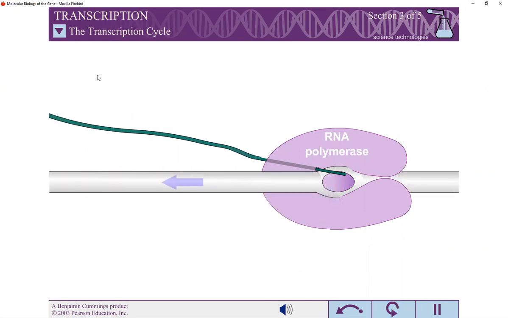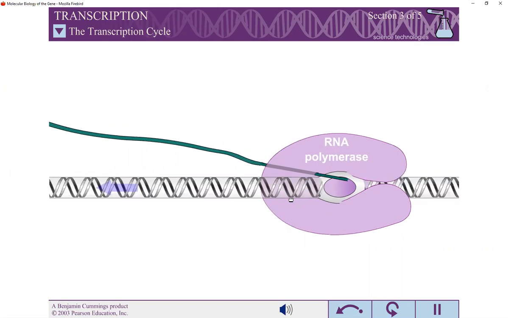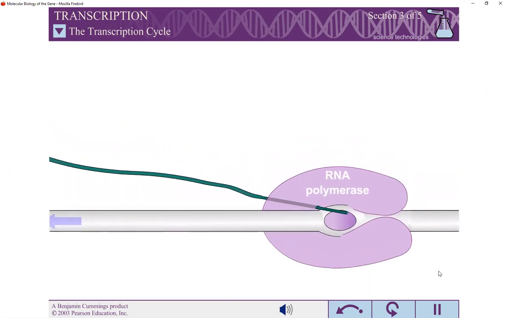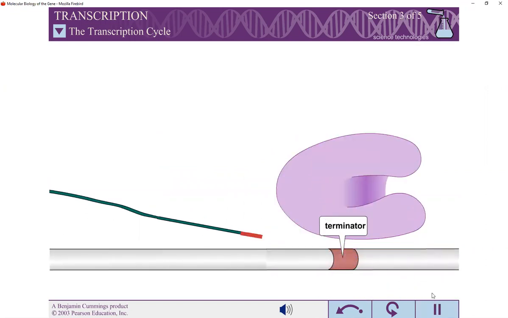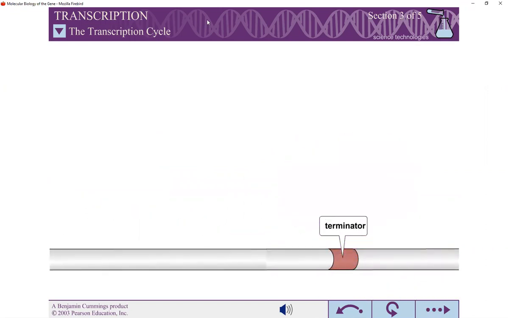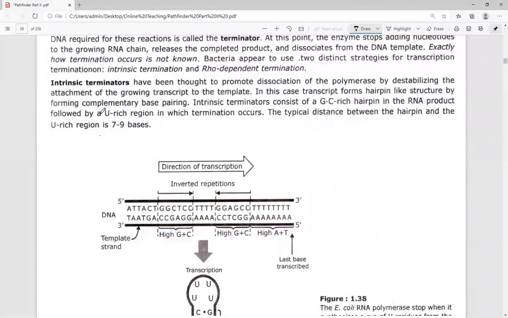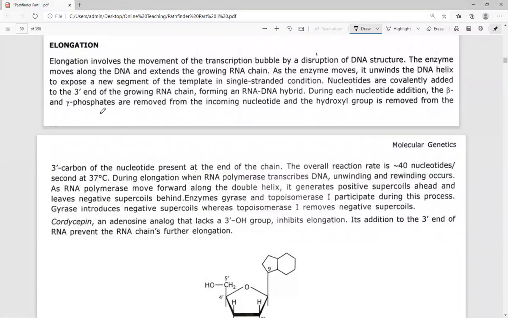Sequences called terminators trigger the elongating polymerase to dissociate from the DNA and release the completed RNA chain. This animation describes bacterial transcription termination. Now, the other sequences that are going to be functional are referred to as the terminating sequences. But before we move towards the terminating sequences, we must know about elongation. So, looking at elongation from the Pathfinder series.